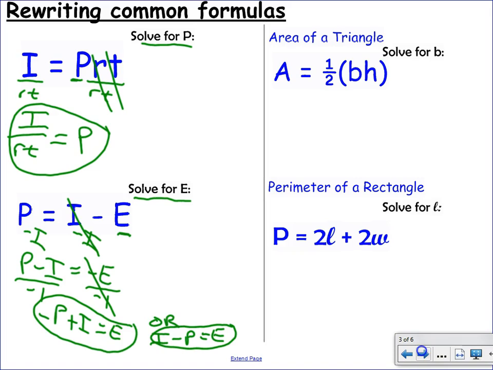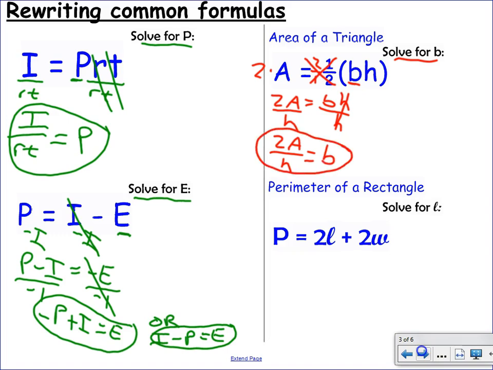Next, we have the formula for the area of a triangle. Now, if I know the area and I know the height, maybe I want to figure out what the base is. So I want to solve for b. In order to get b by itself, it's multiplied by h, and then it's multiplied by half. So the last thing that happened was multiplied by half. So I'm going to multiply by its reciprocal, 2 over 1, which is just 2. Cancels out on the right, and we have 2 times a equals b times h. Get b by itself, divided by h. 2 times area divided by height equals the value for the base in the triangle.